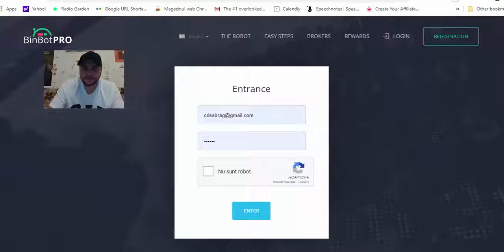So first things first, for those of you who don't know what Beanbot Pro is, it is an automated trading software, which means that you only have to select a robot inside Beanbot Pro, and it will find the best trade in the market on binary options, and it will place that trade into your broker account. So it is very simple to use. So let's go inside Beanbot Pro and have a look at it.